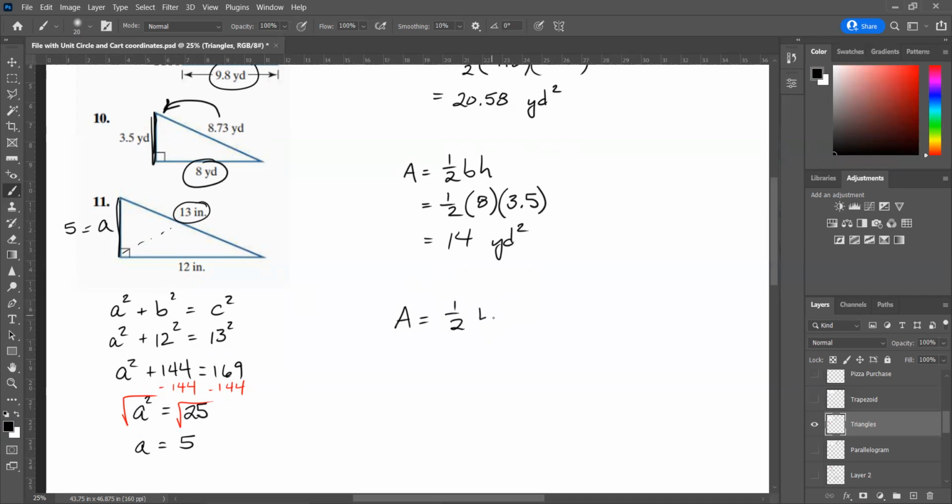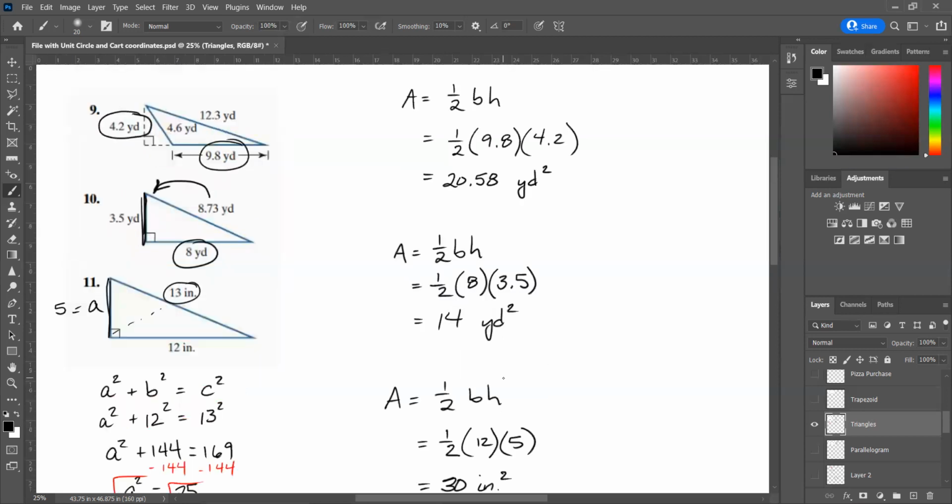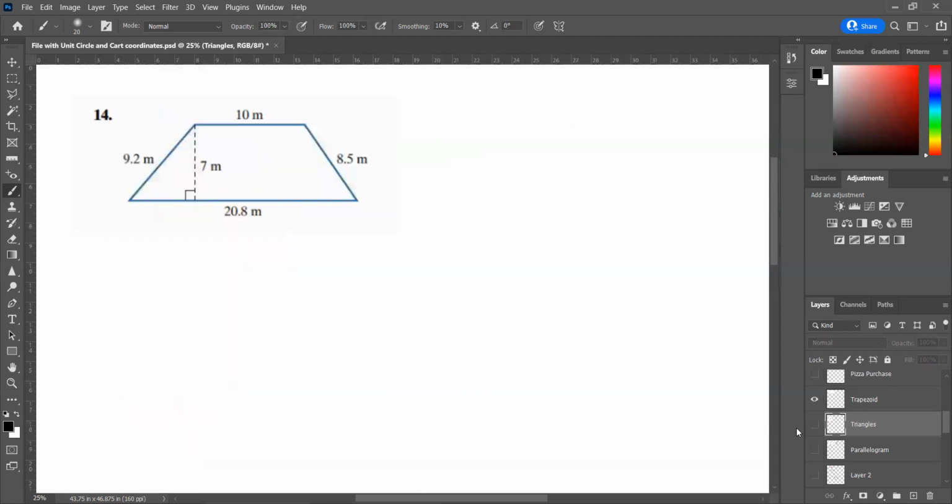So area is 1/2 base times height, which would be 1/2 times 12 times 5. 1/2 of 12 is 6, times 5 is 30. And again, that would be units squared. So now we've got the area of those three triangles. One of them we had to do a little math to find one of the sides, but we're pretty comfortable with that, so it wasn't too bad. Now let's take a look at a trapezoid.